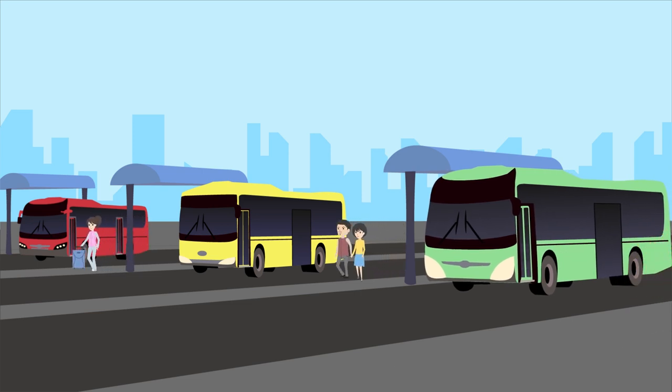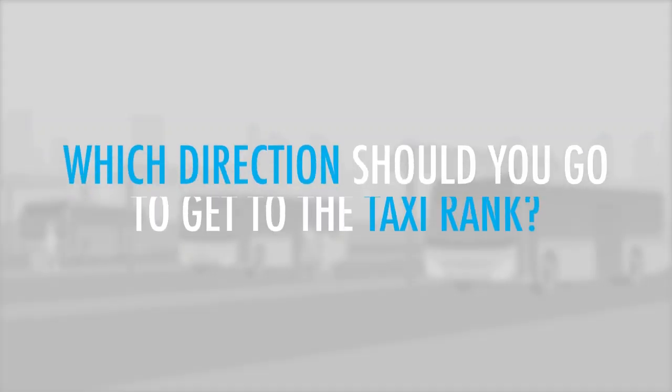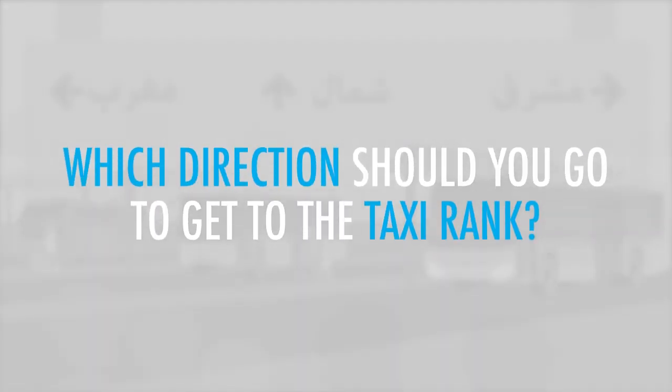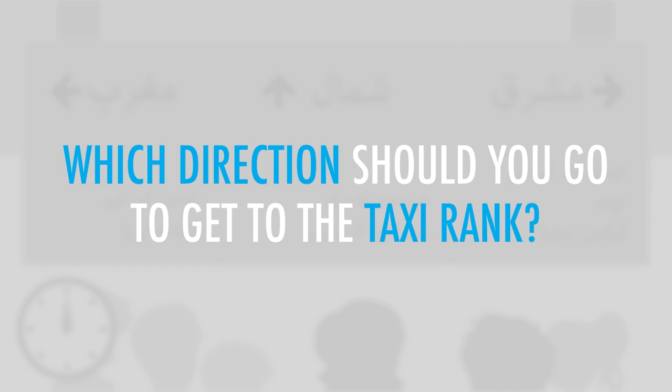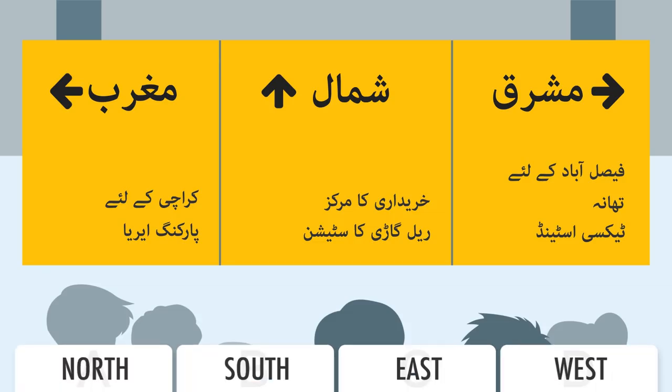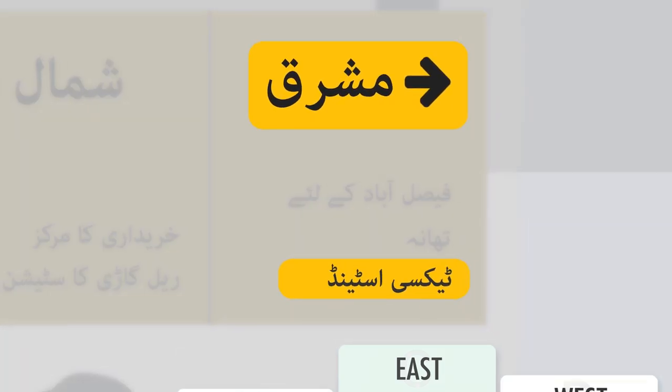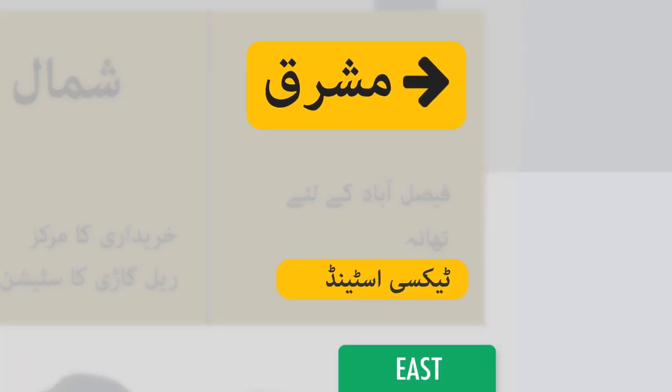You just got off a bus at a bus terminal and you're looking to catch a taxi. Which direction should you go to get to the taxi rank? You should head east to get to the taxi rank. Mashrik.